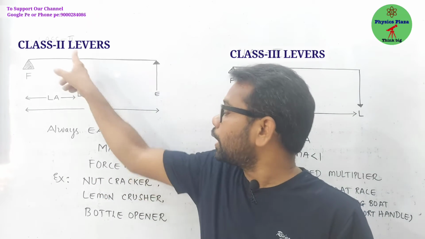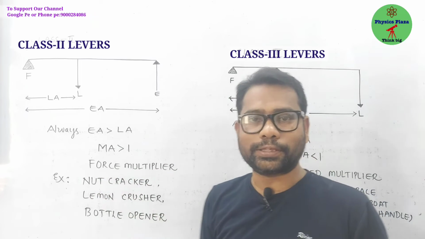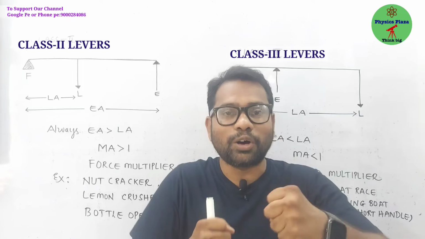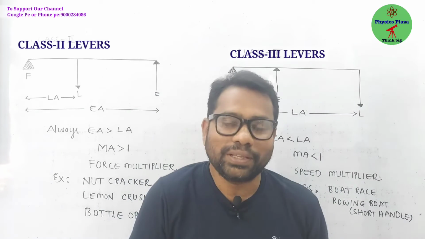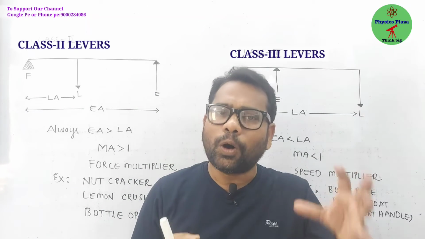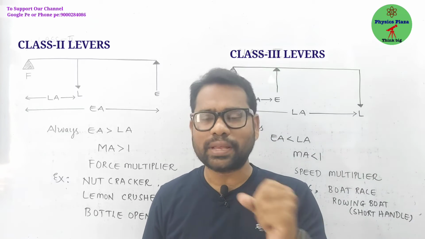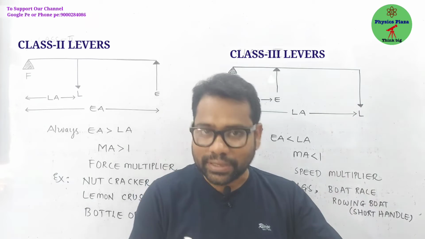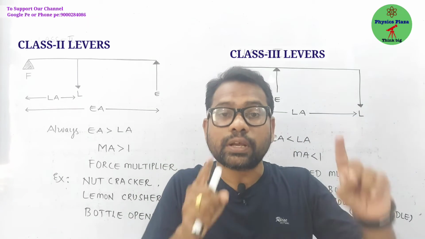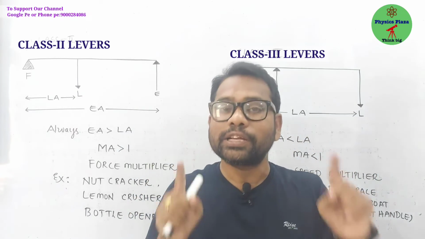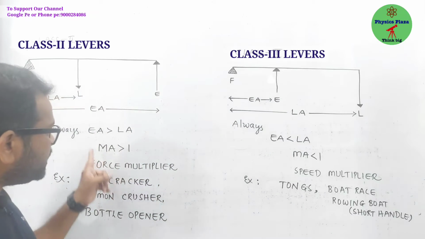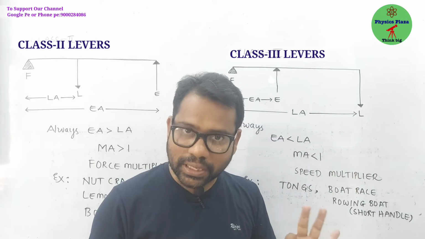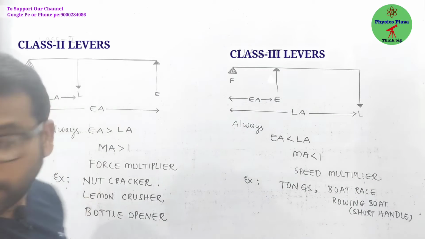So class 2 levers act like force multipliers. So class 2 levers are always force multipliers. In the exam they may ask you a question: which class of levers always acts like a force multiplier? Give a reason. Yes, class 2 levers always act like force multipliers because the effort arm is always greater than the load arm. Is it clear? Yes. Best example, nutcracker.